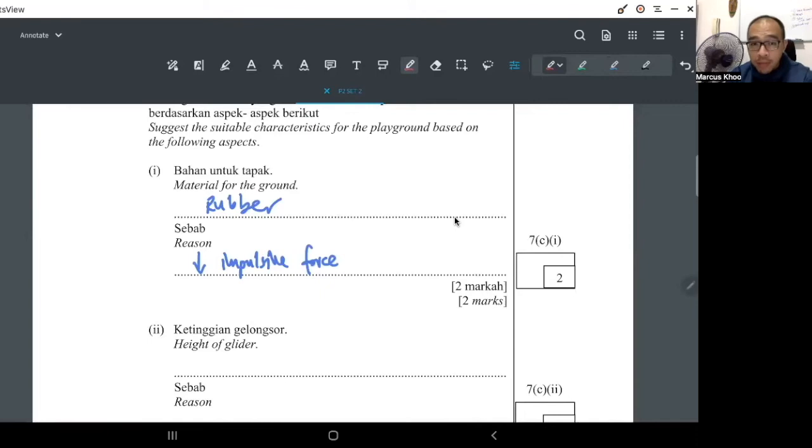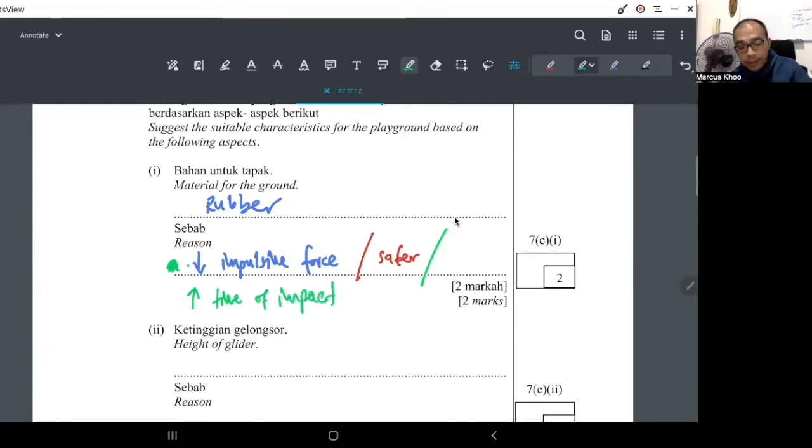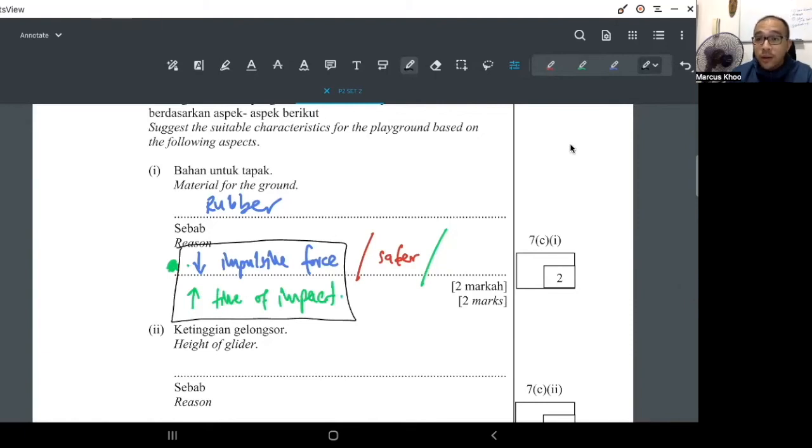But if you really cannot remember, you can also say it's safer. Safer may or may not be accepted, but there are some people who forget, so just put something that makes sense or is logical. One other thing I need to mention: when you talk about low impulsive force, you can also put another possible reason, which is to increase the time of impact. We find that these two usually come as a set. Small impulsive force means big time of impact, or the other way around.